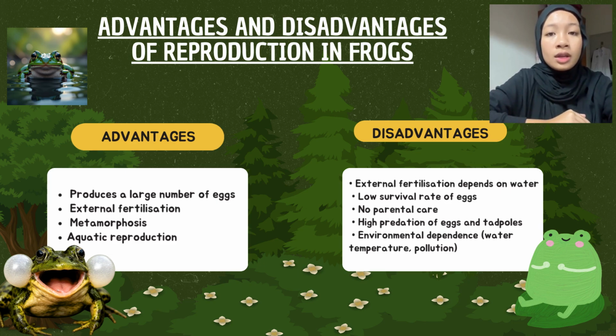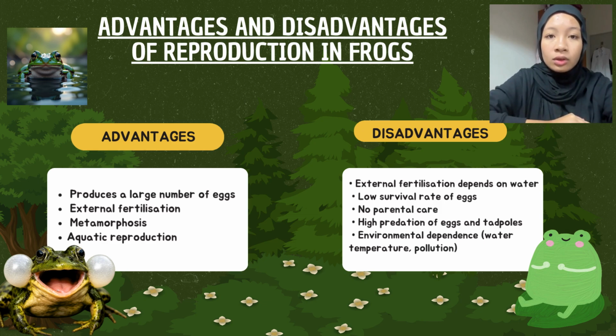This helps reduce competition for food and space. However, there are also disadvantages. External fertilization depends heavily on water, so reproduction cannot occur in dry conditions. Most eggs and tadpoles have a low survival rate because they are easily eaten by predators. Frogs also do not provide parental care, which further reduces the chance of survival. In addition, environmental factors such as water pollution and temperature change can negatively affect the fertilization and development.